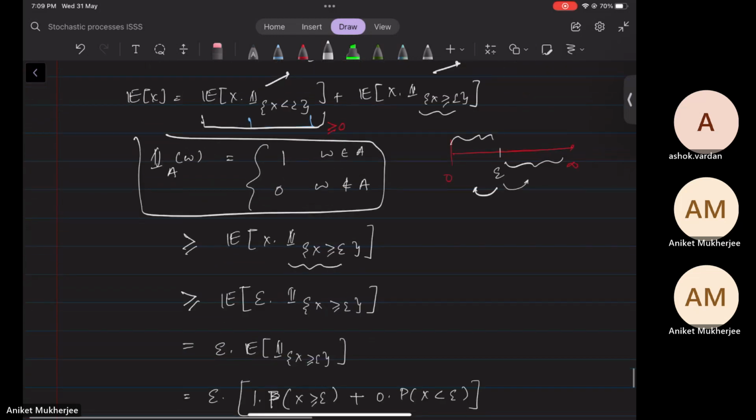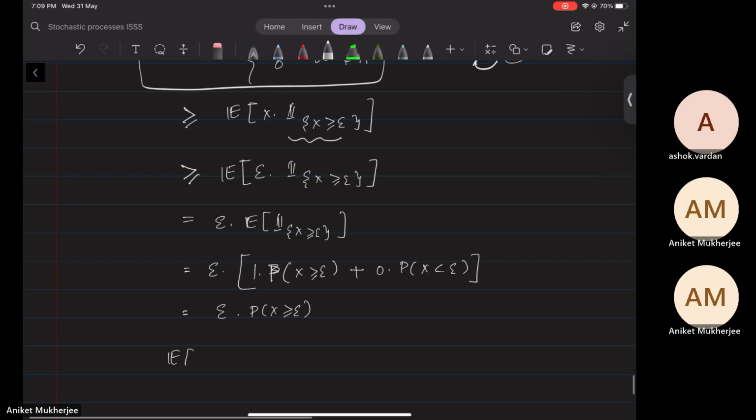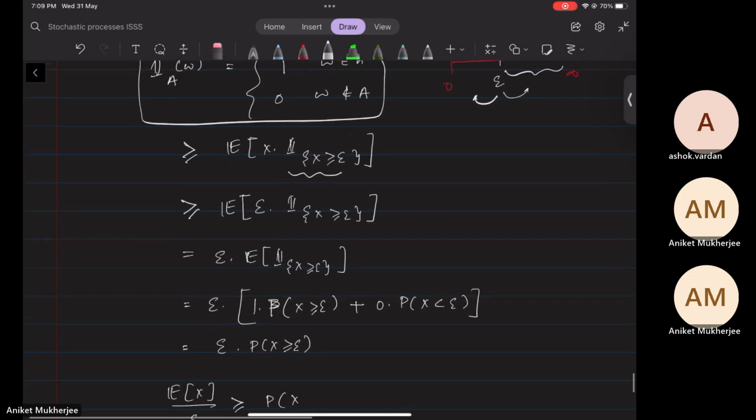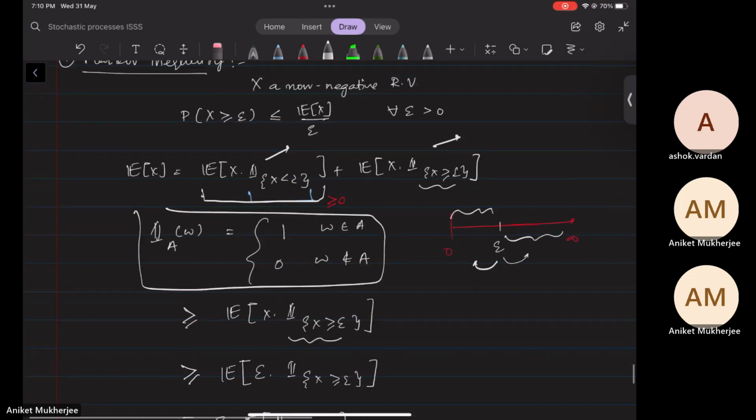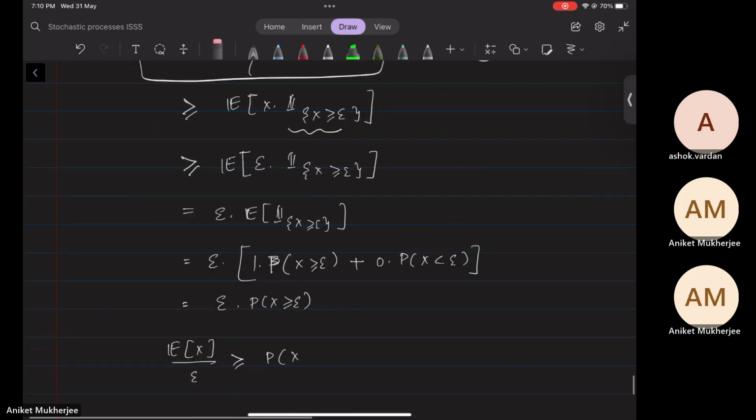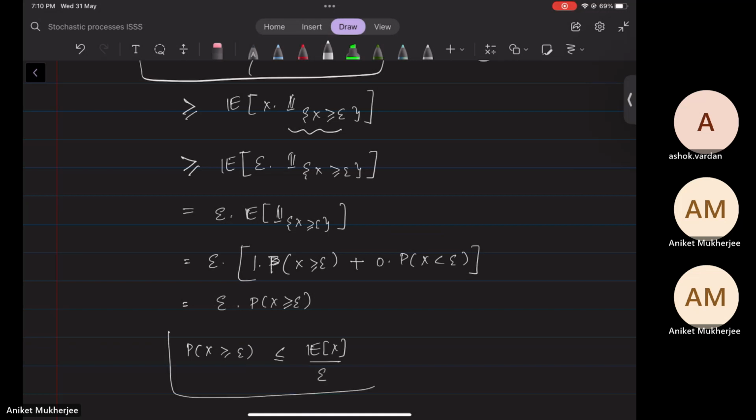So now you have expectation of x by epsilon greater than or equal to probability of x. Okay, so I'll write it in reverse. So you have probability of x greater than or equal to epsilon is less than or equal to expectation of x by epsilon. This is the Markov inequality.